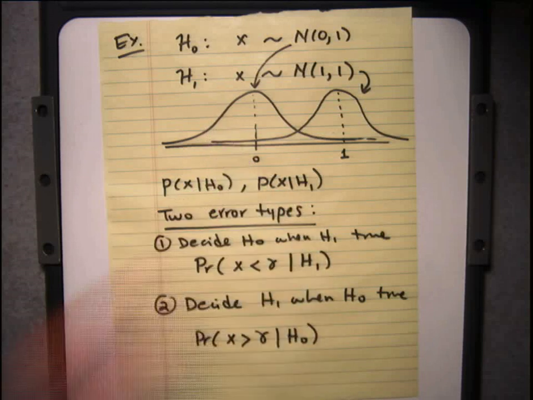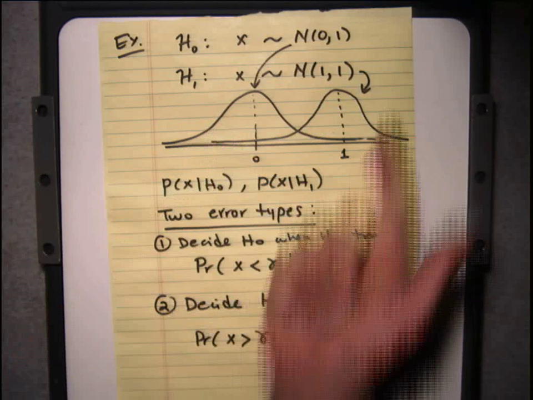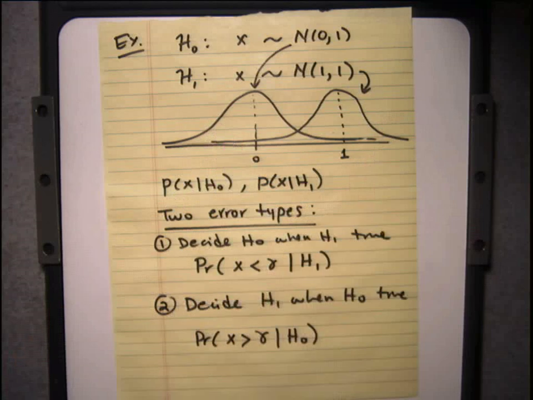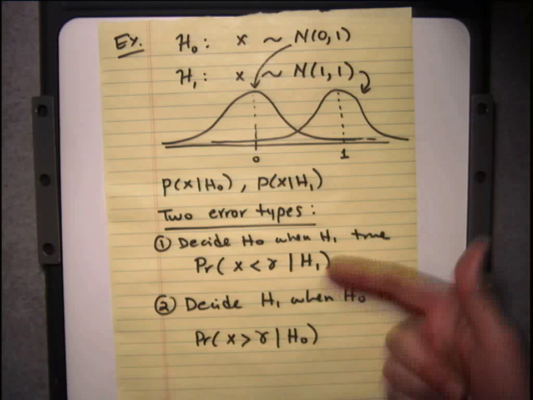If the value of x is near this bump, I pick H1. So in other words, somehow I pick a threshold, let's call it gamma. And if x is less than that gamma, I pick 1. If x is bigger than gamma, I pick the other. Make sense? All right.